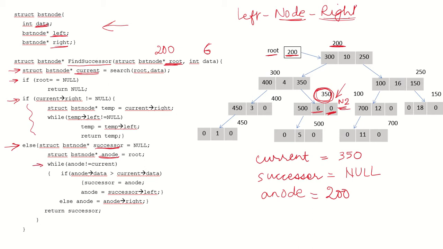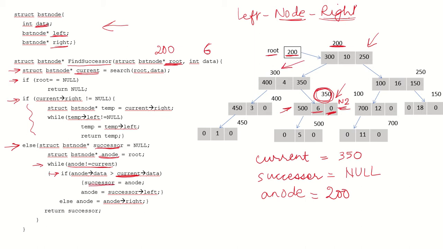Now we will check while anode is not equal to current. Current is 350. We are at this node. Anode is over here at the root. Since this is not equal to current, we go inside this while loop. If anode arrow data is greater than current arrow data, that means the current is in the left subtree of anode. So if this is true, then we have to go left.